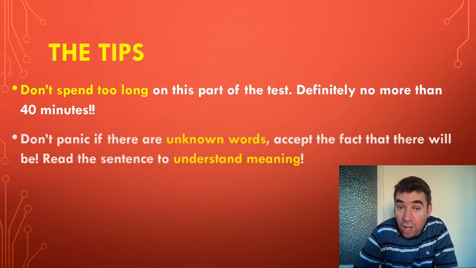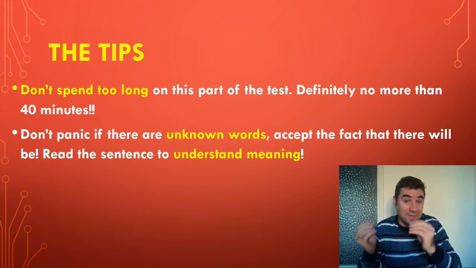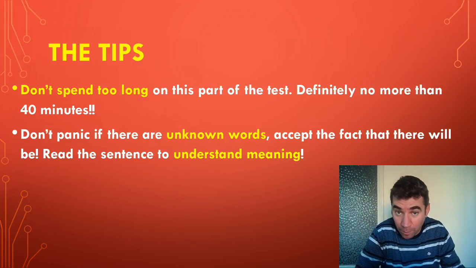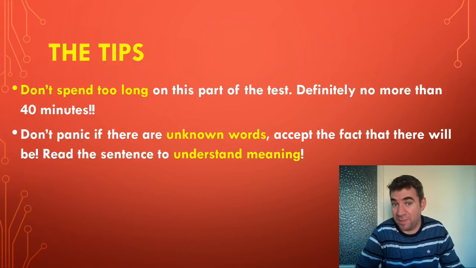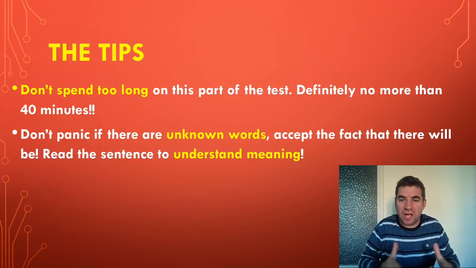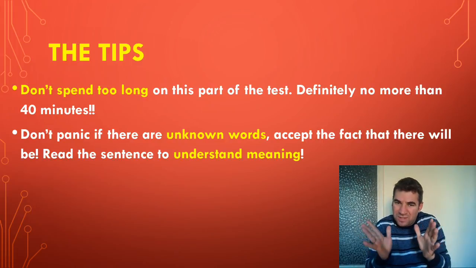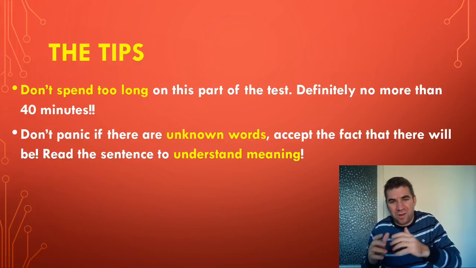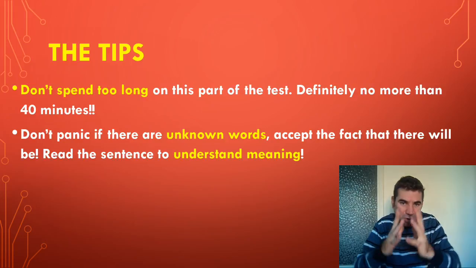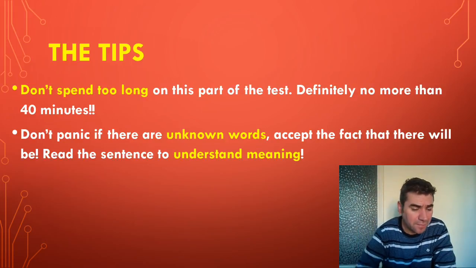Don't panic if there are unknown words. Accept the fact that there will be, okay, and that's for sure because they put those words in on purpose. They know maybe 70% of the students won't know them. Read the sentence to understand the meaning. So if this happens, just read through the sentence and you'll hopefully be able to tell: is it a positive word, a negative word, a word meaning diversity or a lot of difference? You'll be able to figure it out, hopefully.